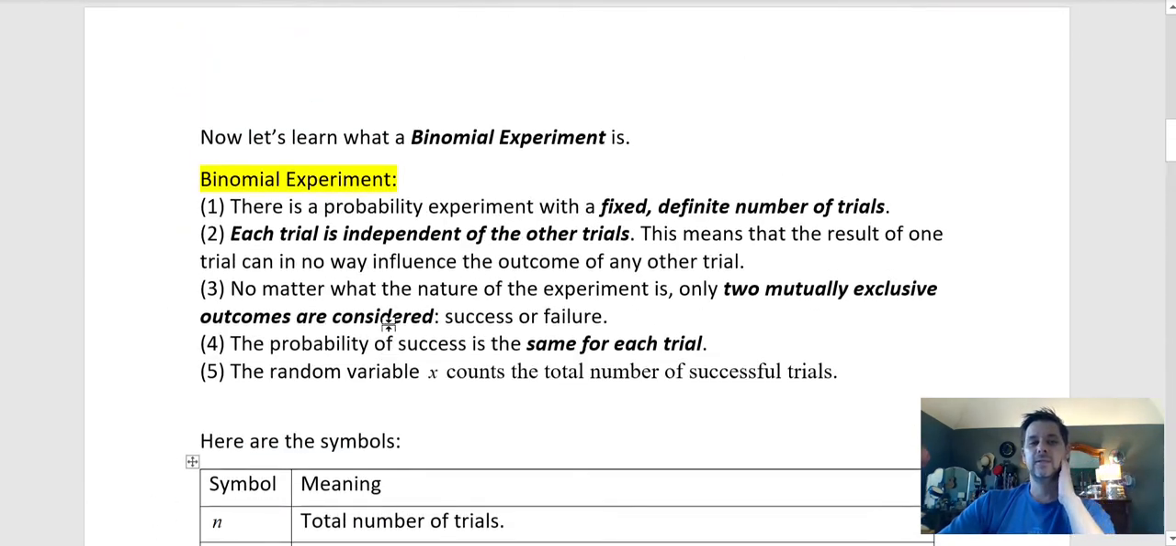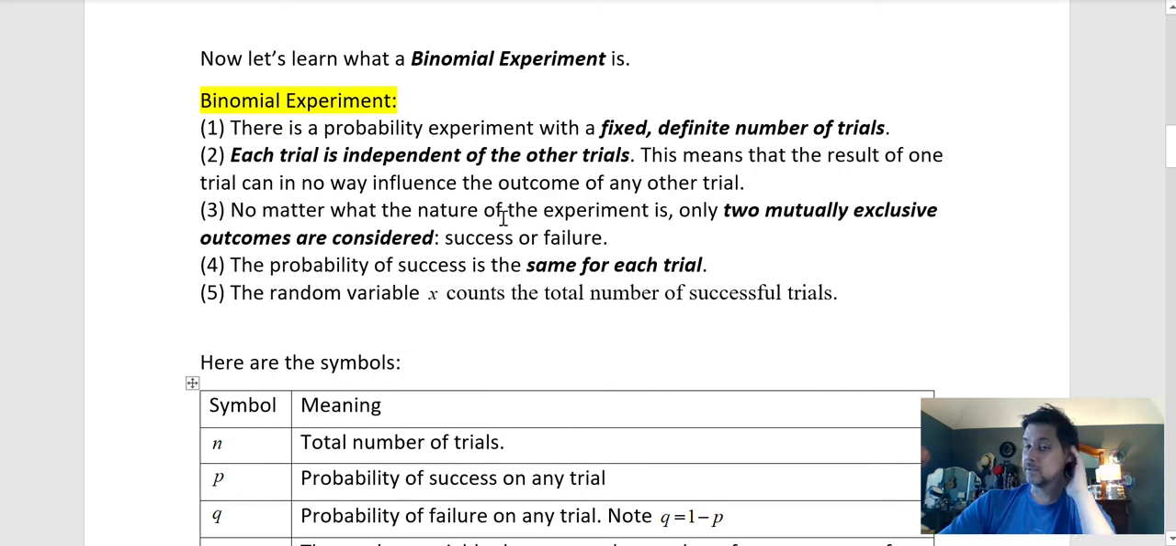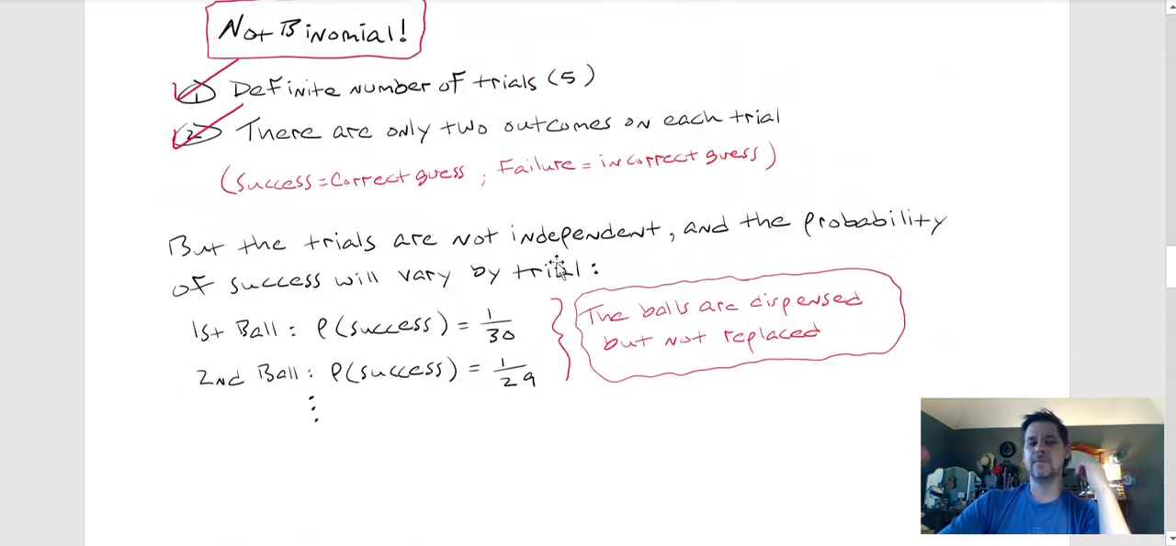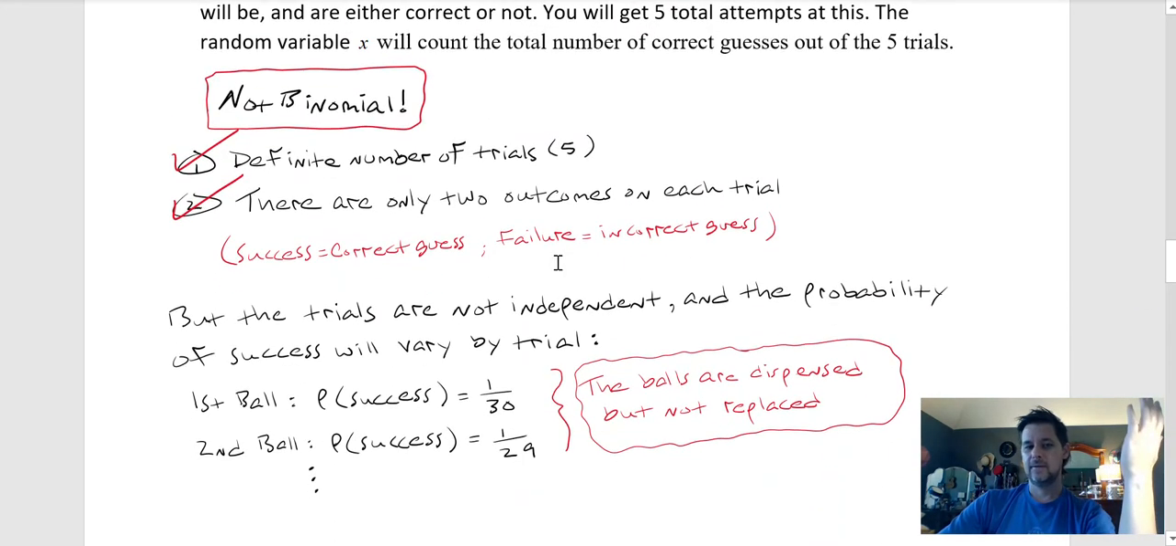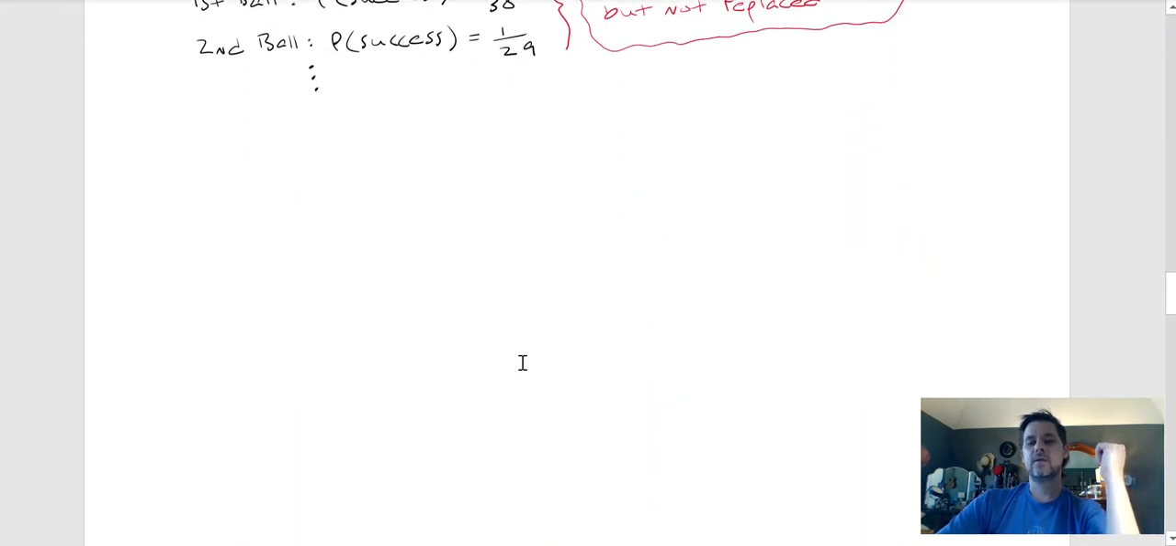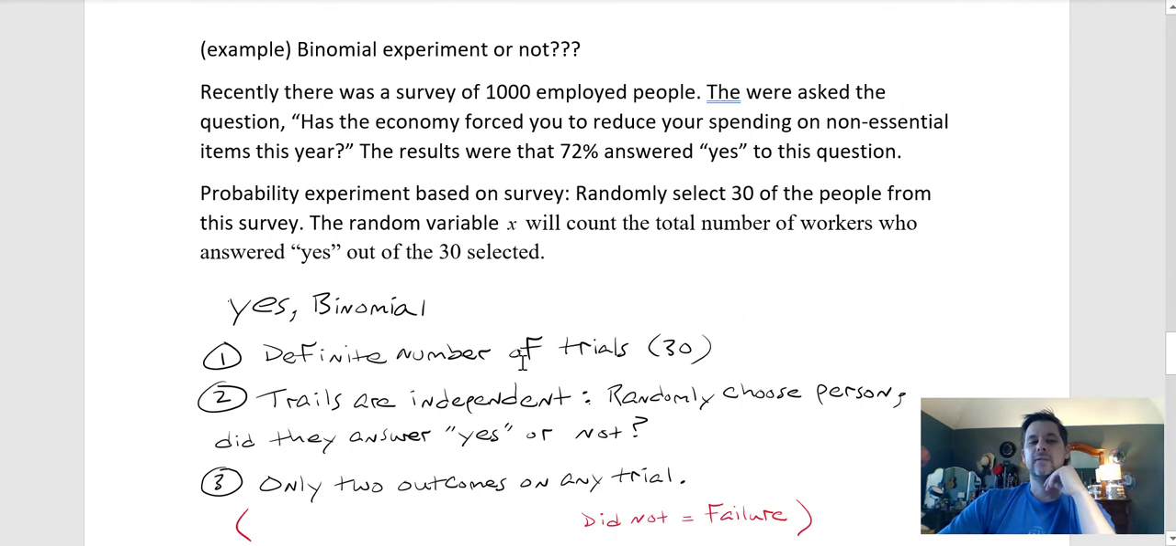Remember, we said there is going to be just success and failure, but the probability of success has to be the same every time. Here, with this experiment, the probability of success actually becomes a little more likely. 1 out of 29 is a little more likely than 1 out of 30. What would the third ball be? What's the probability of success on the next one? 1 out of 28, because every time one of the balls is dispensed, you're not replacing it. Okay, let's try another one.